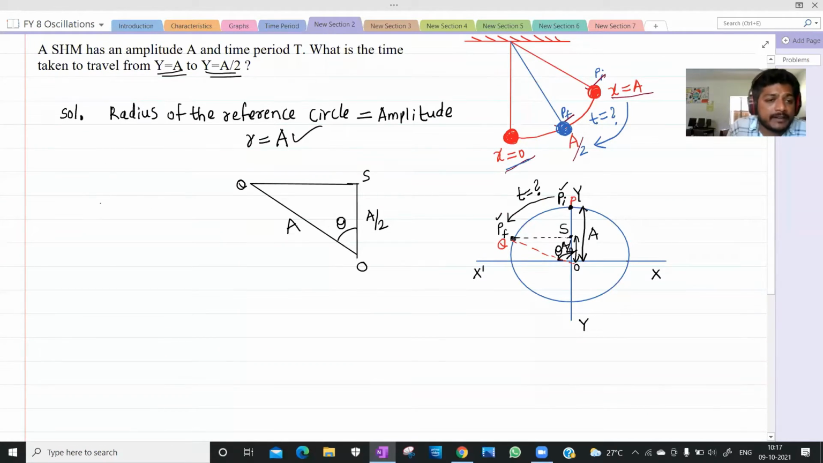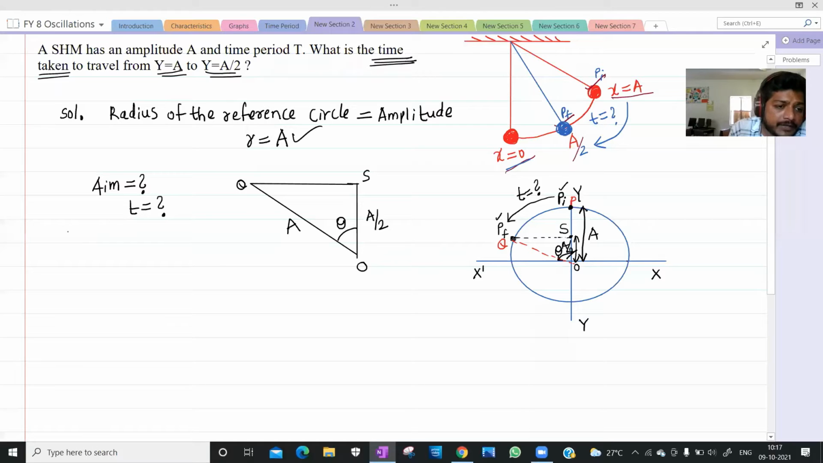What is our aim? Please tell me. Our aim is to find the time taken. Okay, now we have to find the time taken to travel from the initial position to the final position.